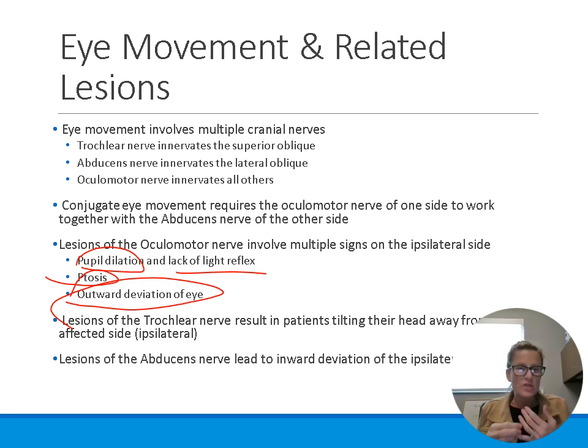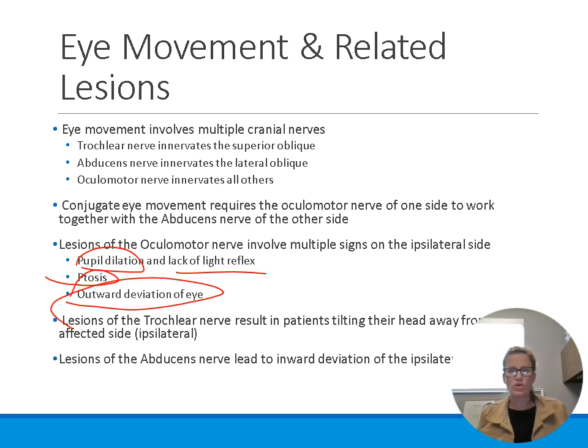So the abducens nerve brings the eye laterally, right? It moves the eye outward. So if it can't do that, there's too much inward deviation instead. So the eye will be moving in towards the center. So almost like cross-eyed, but only one of the eyes is doing it.